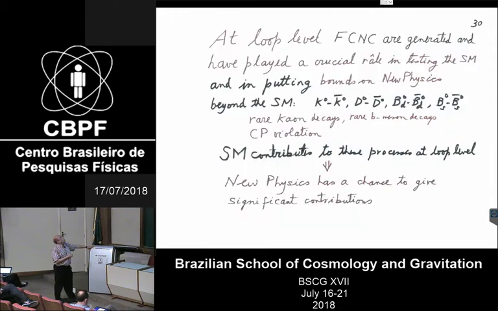Another important point is that since these transitions don't appear at tree level in the standard model, they appear only at one loop. The standard model contributes at loop level, so new physics has a chance, even if it is suppressed, to give a significant contribution, because it could contribute at tree level and therefore compete with the one loop level of the standard model.